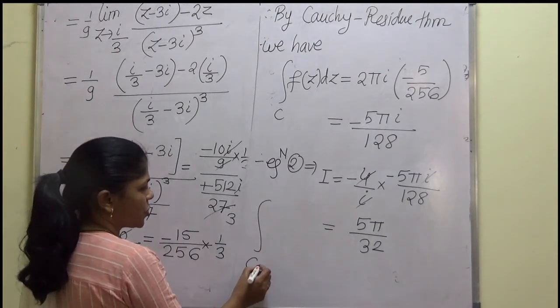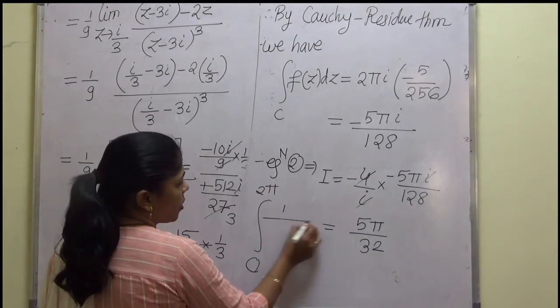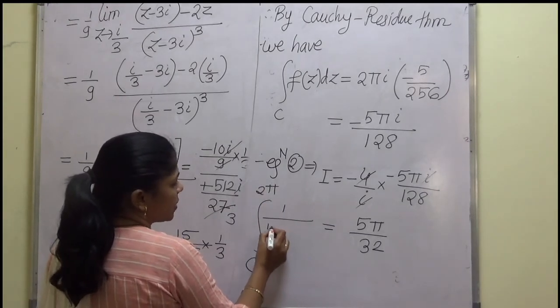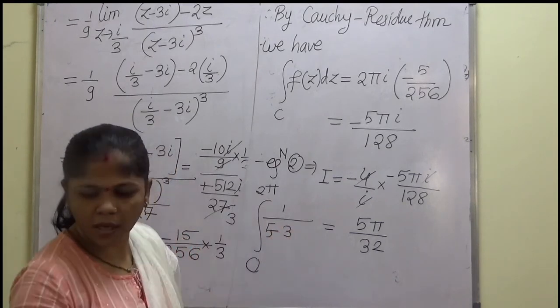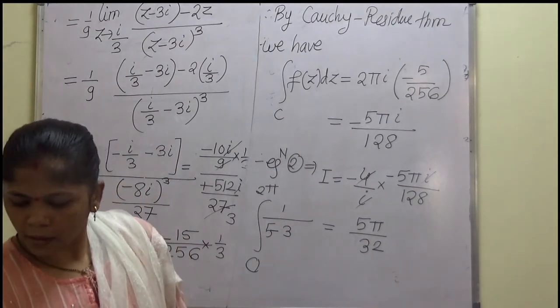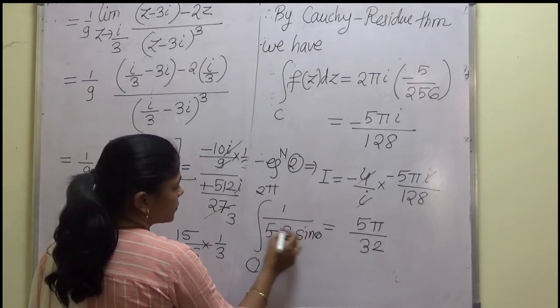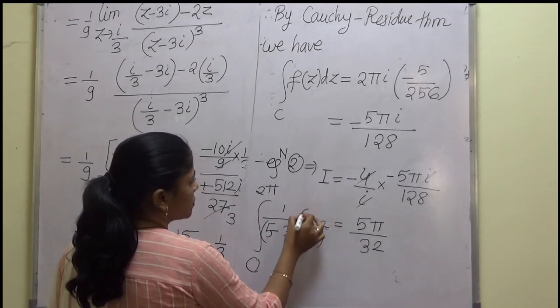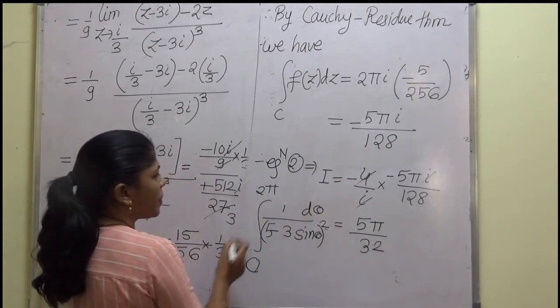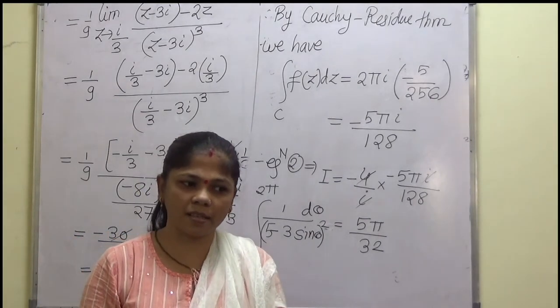That is, the integration over 0 to 2 pi of 1 upon (5 minus 3 sin theta) whole squared is equal to 5 pi by 32. So in this way one can get the answer easily.